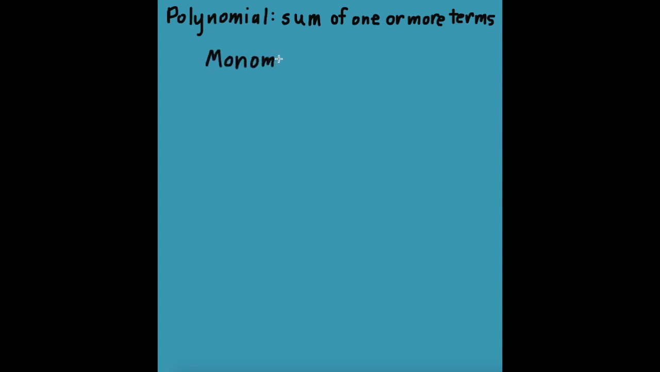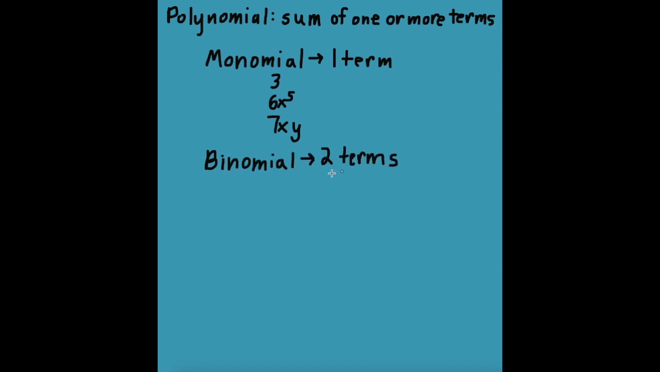Monomials, where the root mono means one, means that there is one term. Examples of monomials are 3, 6x to the fifth, or 7 times x times y. Binomials means that there are two terms. Examples of binomials are 6 minus x to the fifth, 8x minus 9y, or x plus 5.